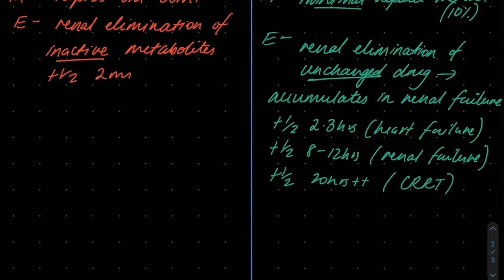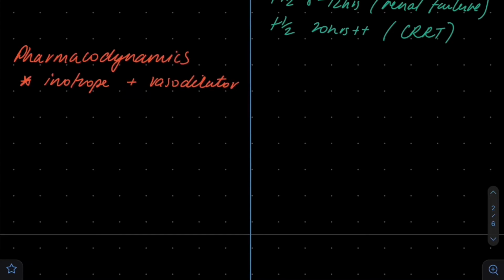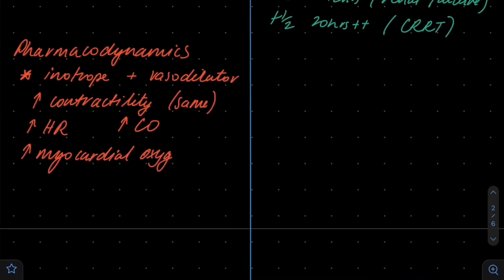Compare this to the half-life of dobutamine, which is only 2 minutes. In terms of pharmacodynamics, it can be thought of as both an inotrope and vasodilator, or inodilator. Dobutamine will increase the contractility. It will increase the heart rate, cardiac output, and also increase myocardial oxygen consumption, and this poses a risk of ischemia.